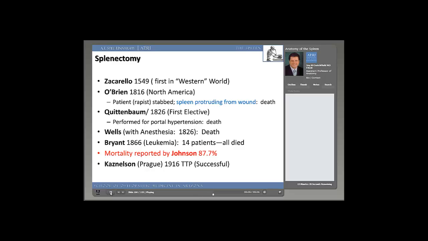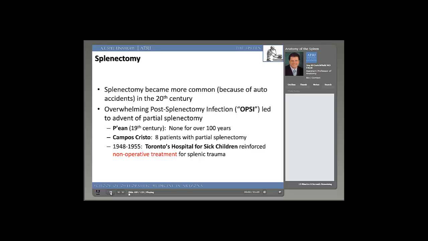Almost all of these patients die from an overwhelming post-splenectomy infection. Today, with antibiotics and vaccines, we almost never see this. Splenectomy performed in today's operating rooms results in a mortality of less than 1%. As already mentioned, splenectomy became more common because of automobile accidents in the 20th and 21st centuries.